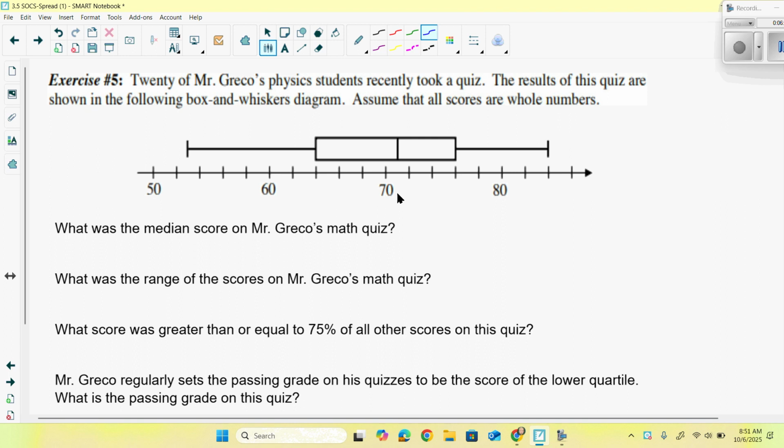So our median is going to be right in here, and that's going to be an estimate. Let's count here. We got 2, 4, 6, 8, 10. So these are counting by twos. If they're all whole numbers, then 71 would be the median score.